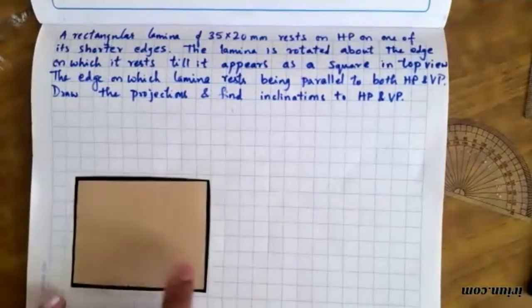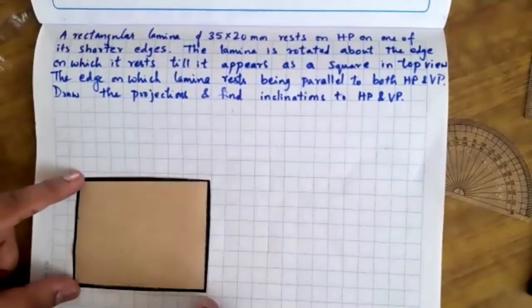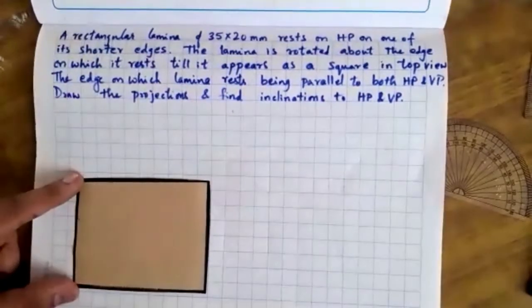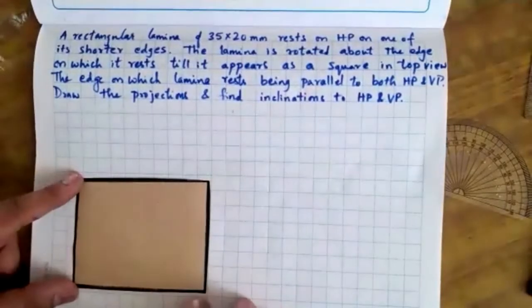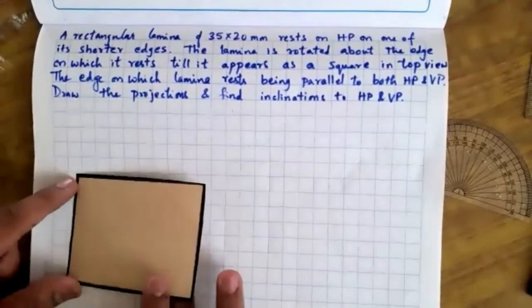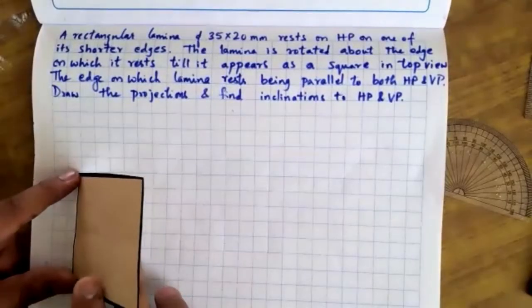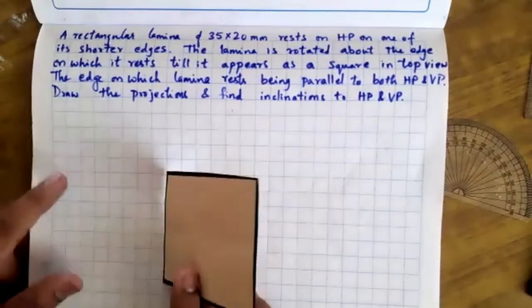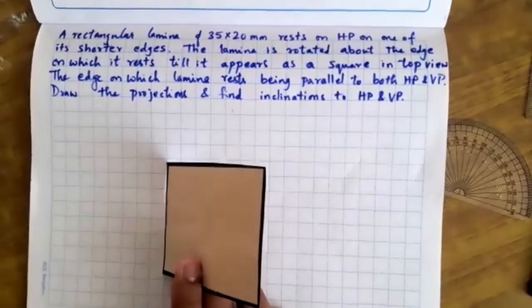See, this is a rectangular lamina of 35 by 20 mm. It is resting on a side of 20 mm, which is nothing but the shorter side or shorter edge. The lamina is rotated about the edge on which it rests. See, I am giving it some inclination: 10 degrees, 20 degrees, 30 degrees, 40 degrees. I don't know how much inclination I have to give. But in the second top view, it is seen just as a square. Of what dimension? Can anybody tell me?